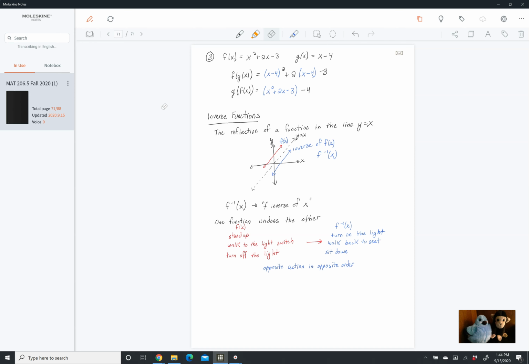So for example, if f of x were equal to 3x minus 5, f inverse of x would be saying, okay, well, in order to do this, the first thing that we did is we multiplied x by 3. Then we subtracted 5.